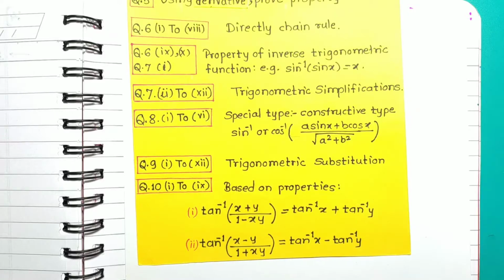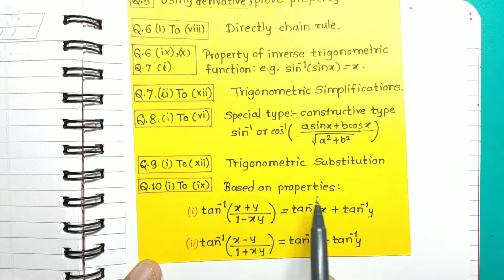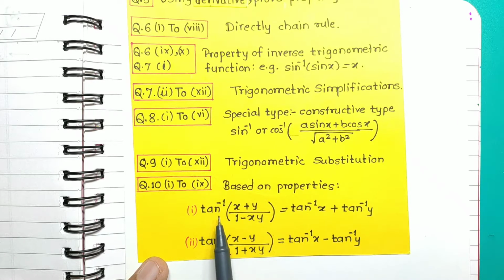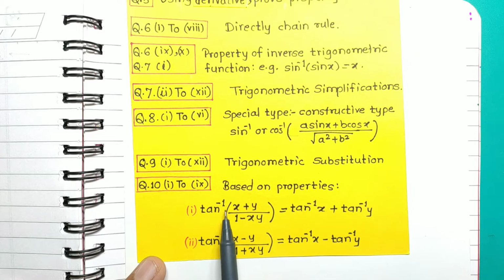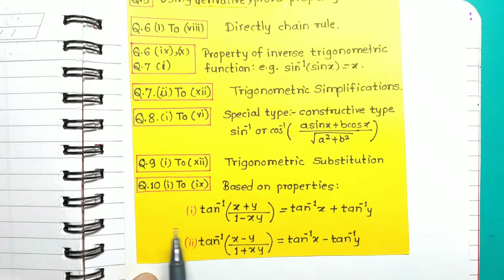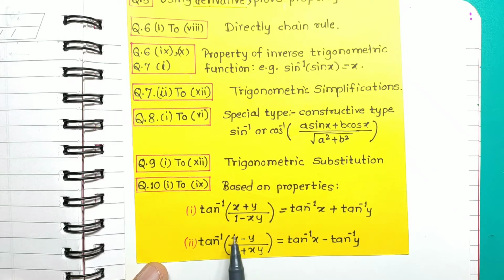This question number 10 is based on properties of tan inverse function. The first property, we have already learned this property. Tan inverse of x plus y upon 1 minus xy is equal to tan inverse of x plus tan inverse of y. And the second property, tan inverse of x minus y upon 1 plus xy is equal to tan inverse of x minus tan inverse of y. So this question number 10 is based on these two properties. So this subtype is quite easy to identify.